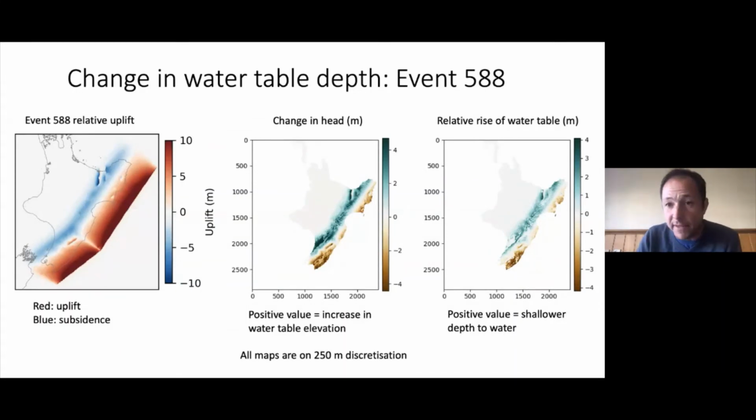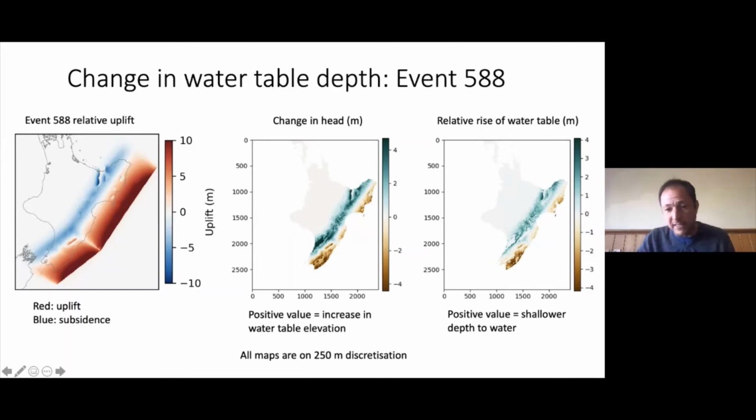All right, let's change gears now and look at an example for changes in the water table. This is for another event in the catalog, event 588. Again, this is when we calculate the relative surface displacement owing to this earthquake and the triggered crustal faults. So uplift up to 10 meters in red colors and subsidence down to 10 meters. You see the effects of some shallow crustal faults up here.